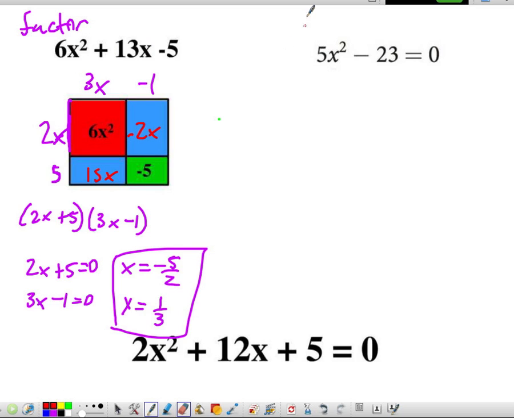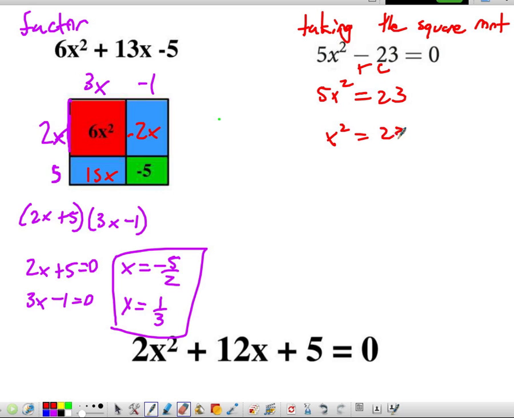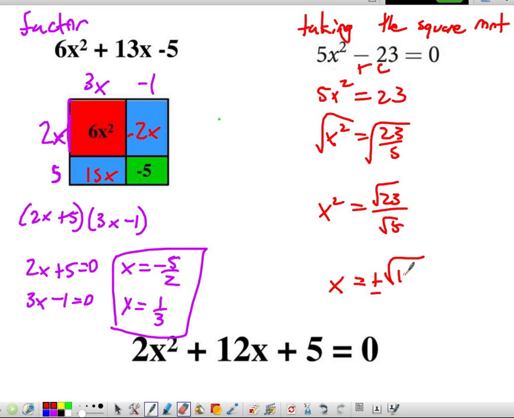The other method that we recently used was solving by taking the square root. Now, when do we know to take the square root? Notice that this quadratic equation is missing an x term. Whenever you're missing the x term, you can easily solve this by taking the square root. We add 23 to both sides. We divide by 5, so we get x squared is equal to 23 divided by 5. Take the square root of both sides, so we get x is equal to square root of 23 divided by square root of 5. Rationalize the denominator, and you should get the square root of 115 divided by 5.